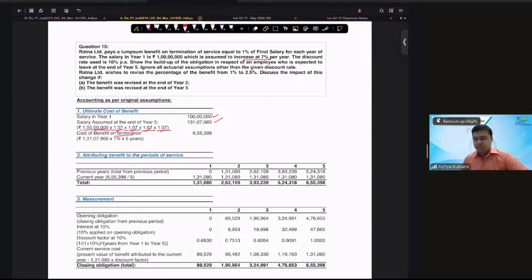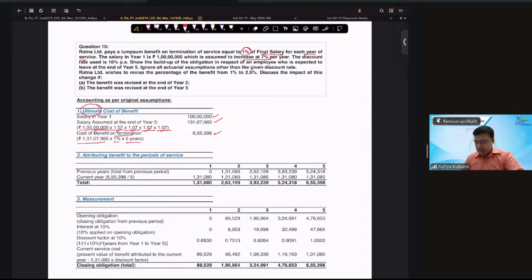And cost of benefit on termination. So this is as per the plan formula. What is the plan formula? Final salary multiplied by 1% for each year of service. So 5 years. So based on the plan formula, the company has to pay the employee 6,55,398 at the end of 5 years. Are we okay with the first part? Yes, okay.